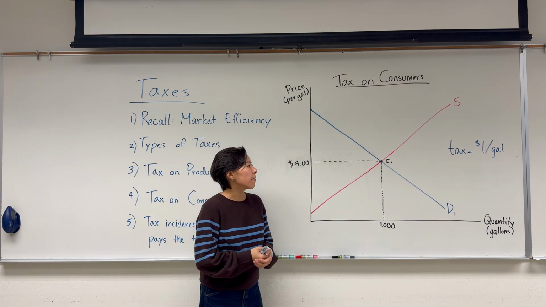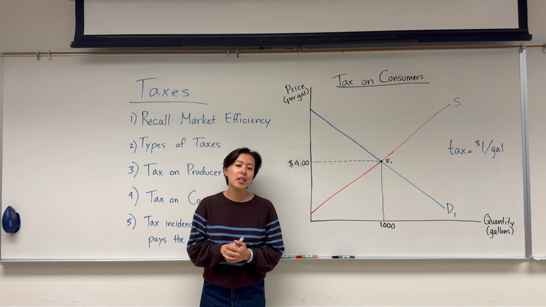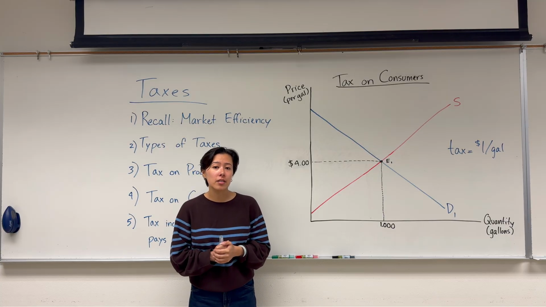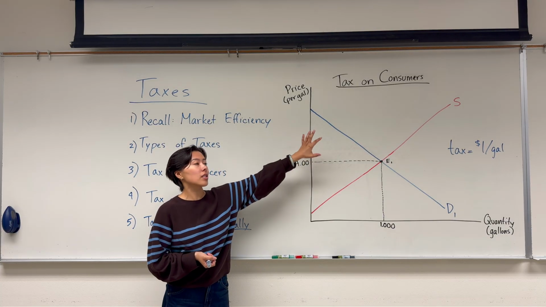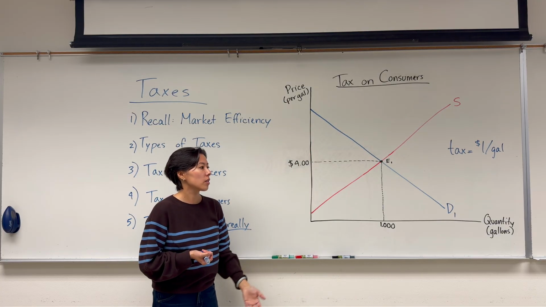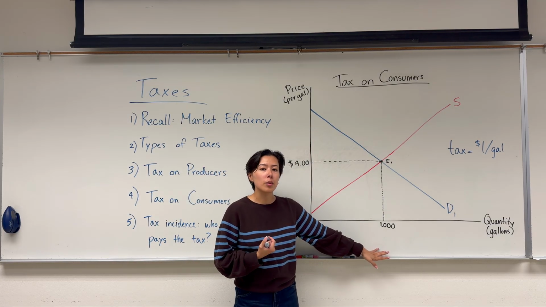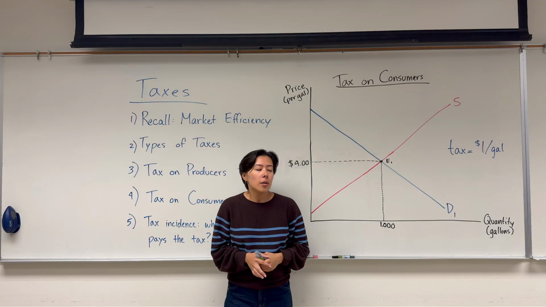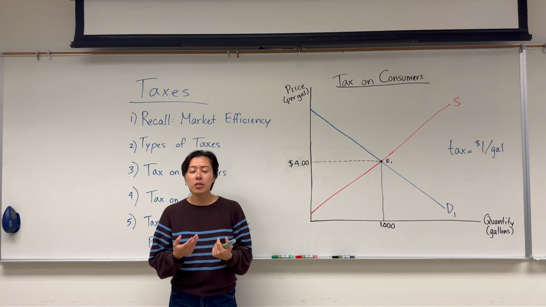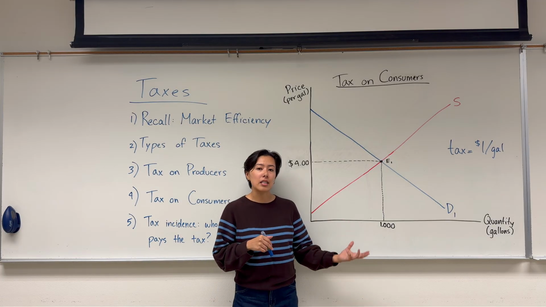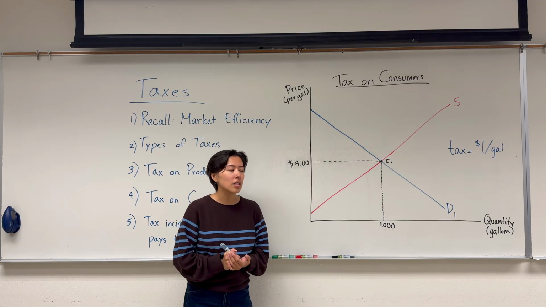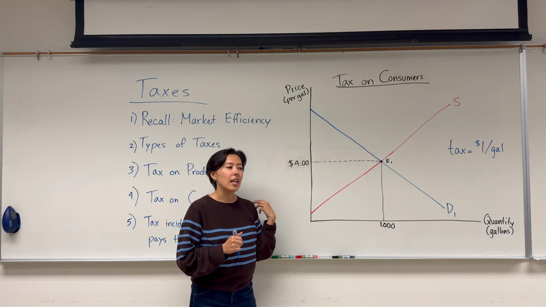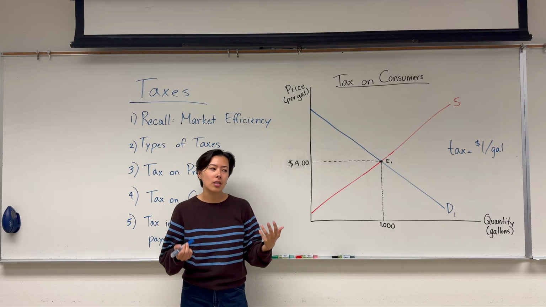All right, so now we've seen the effect of a tax on producers in our gasoline market. Let's instead pivot to the other side and see how this tax might affect our market if the government instead chooses to tax our buyers or our consumers. So we're starting from the same equilibrium price of $4 per gallon, 1,000 gallons of gasoline being sold. But instead of collecting the tax directly from sellers, now the government is deciding to collect the tax from consumers. And so what this means for our consumers is that for every gallon of gasoline that they buy, now they have to hand over $1 in taxes to the government.